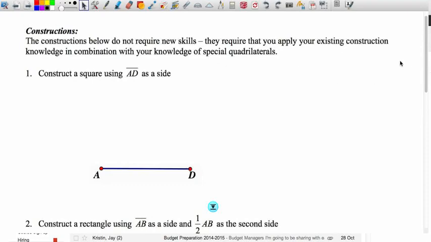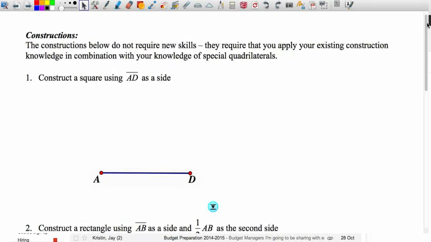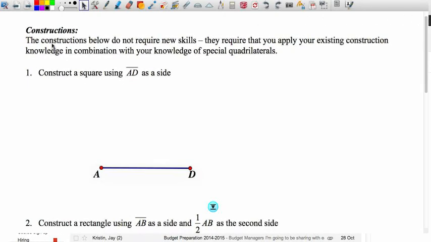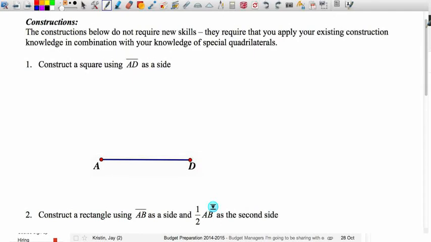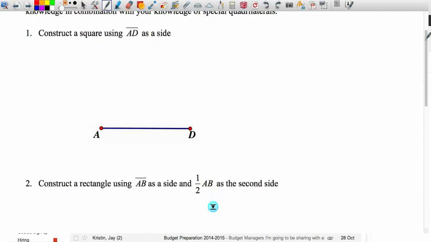Okay, so what we're doing in this recording is the examples from the constructions of the special parallelograms. As you see from the note, these constructions do not require new skills. Really what we're going to do is use all of our previously acquired skills and apply those to the special quadrilaterals, and in order to do that we're going to need to know the properties of the special quadrilaterals. So we're going to begin by constructing a square that uses AD as a side.